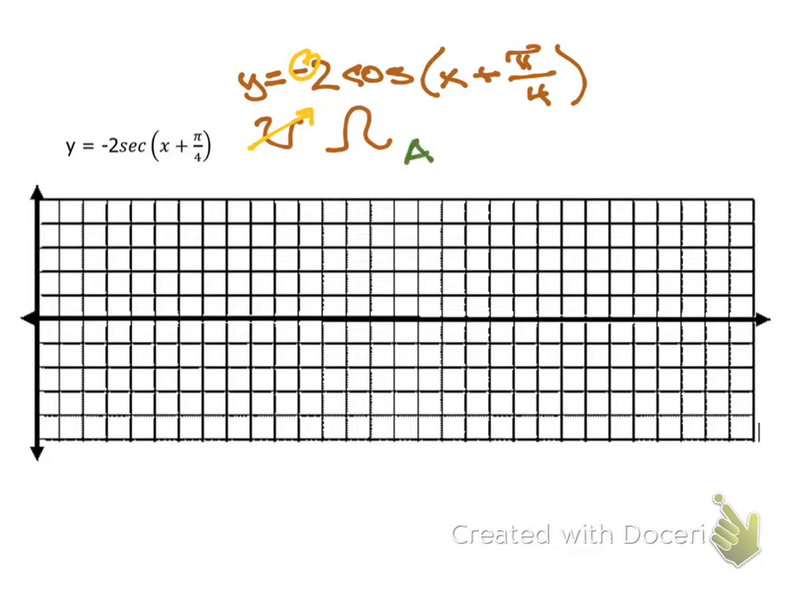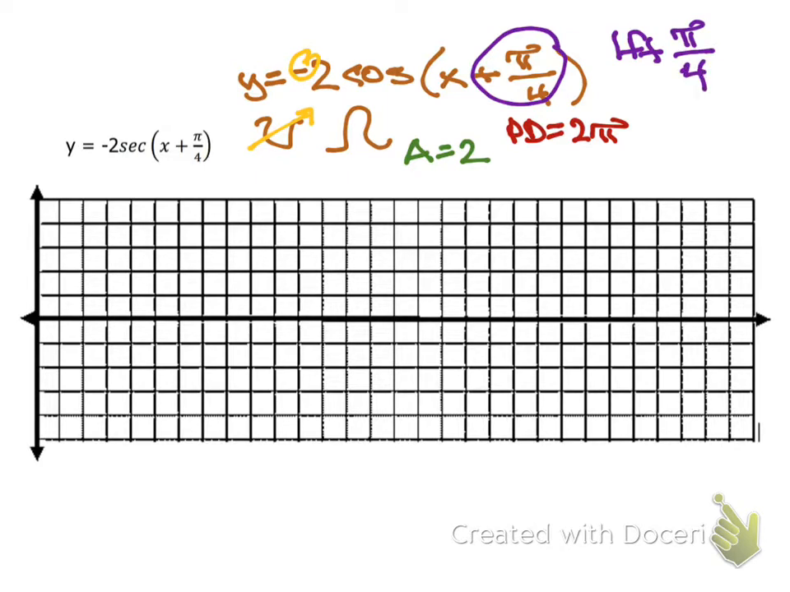The amplitude is 2. The period is 2 pi. There's no coefficient of x there. And this plus pi over 4 tells me there's a shift left pi over 4.